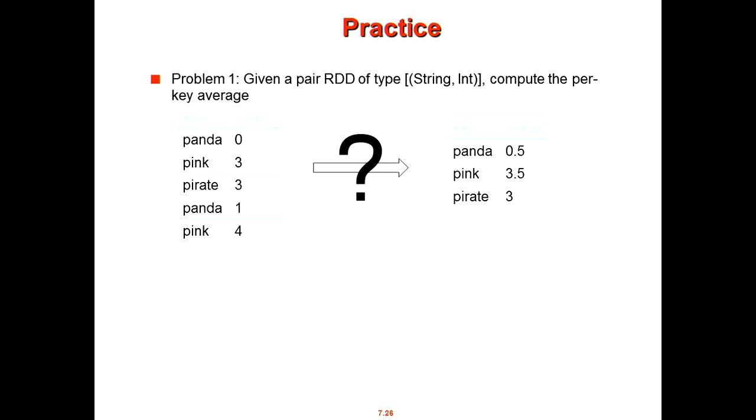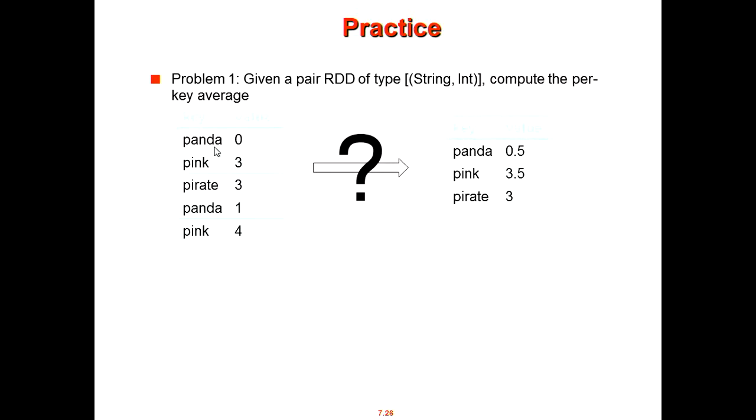So let's see what we can do in Spark, how we can utilize Spark transformation and action operations to do some analytic jobs. The problem is like this. Given a pair RDD, the data type is a string and an integer: the key is a string, and the values are integers. And we want to compute the average value for each key.